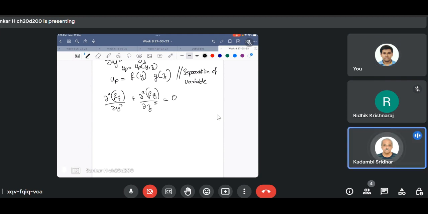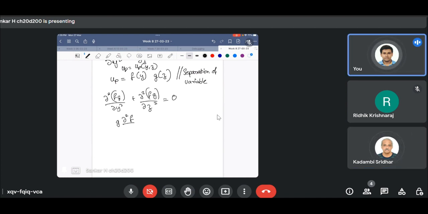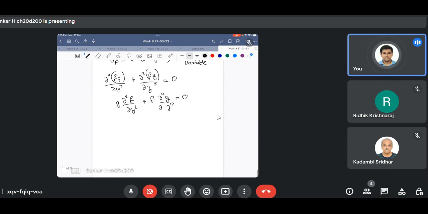g times ∂²f/∂y² plus f times ∂²g/∂z², again this is not d, this is ∂z², should be equal to 0. A little bit of simplification from the notation: g f double dash plus f g double dash should be equal to 0. Although the derivative of f is in y, the derivative of g is in z. Please make a note of that.